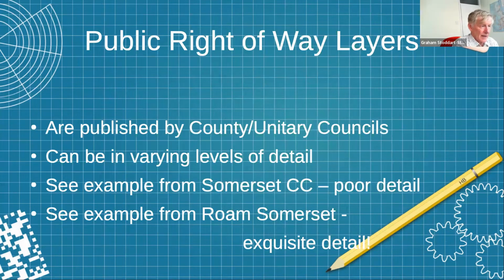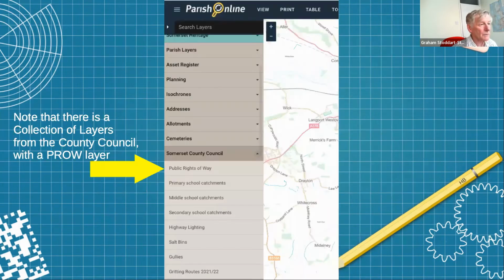So public rights of way layers, they get published by your county or unitary council, depending on where you are, or they may not be published at all. If they are published so that Parish Online knows about them, you will see them, and I'll show you where to find them in a second. As I said, I'm going to show you two examples, both from Somerset, quite extraordinary. One is very poor, the other is absolutely brilliant. And it's extraordinary, they both come from the same county council. So it just shows you what's available.